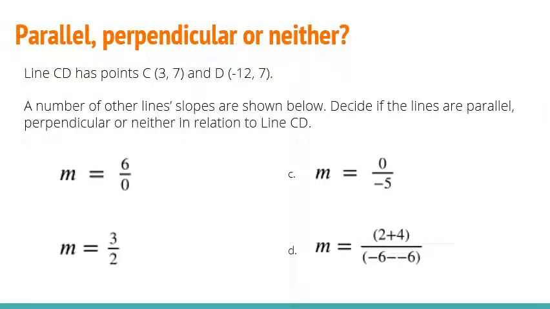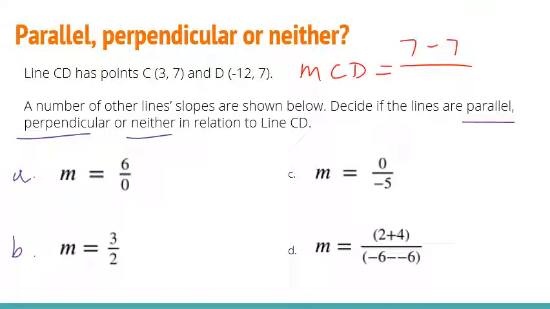Okay, this is the last one we're going to do today. Let's figure out if line CD, with these points given, is parallel, perpendicular, or neither to these slopes that are given. Let's first find, oh, this should have said A and B here, that got caught, that's okay. Let's first find the slope of CD, because we can't really compare it until we know the slope of CD. So the slope of CD is 7 minus 7 at the top, and then 3 minus negative 12, so we have 0 over 15, which is 0. So the slope we're comparing to is 0.